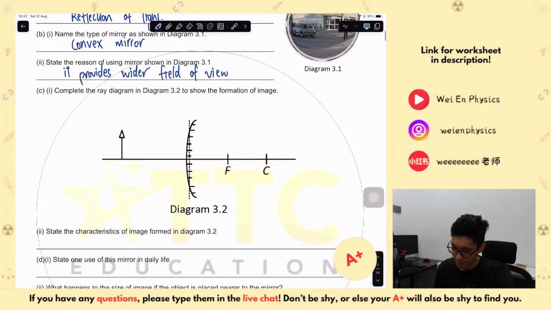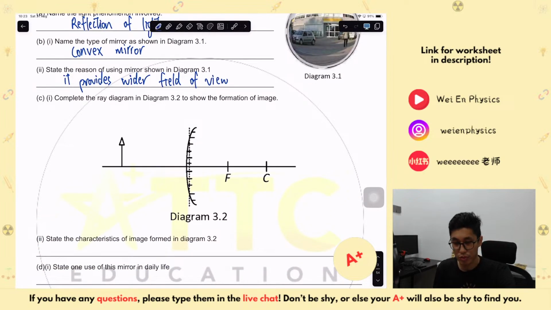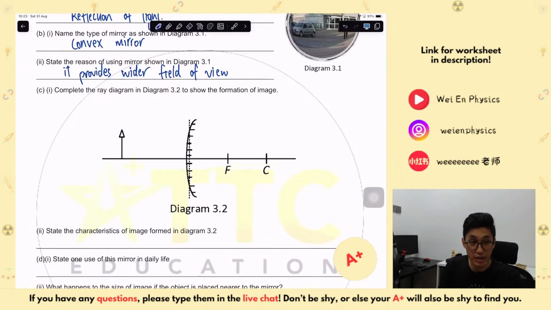Alright, next one. Complete the ray diagram to show the formation of the image. Okay, so the ray diagram will be like this. Very standard one, the ray diagram for mirror. This is not for lens, for mirror. Lens is different, for lens you have to go through the center here.